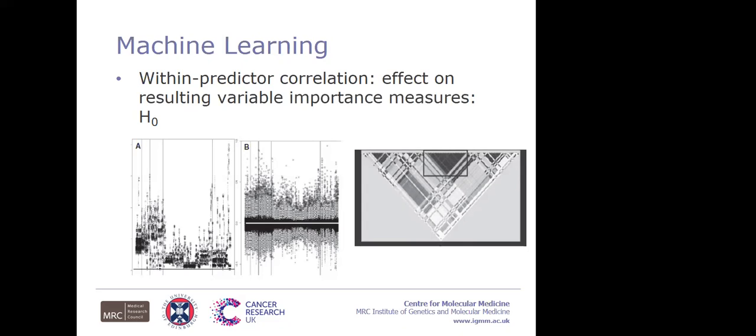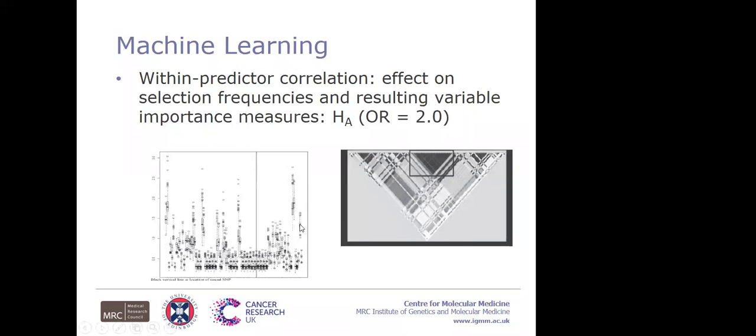So then what happens under the alternative? This is a plot of the Gini index-based variable importance measure. This is a zoom in of the plot that you saw before. Again, these are box plots of the Gini index-based variable importance measure for each SNP across 500 replicates. And this is a zoom in of the area around this LD block. And so this line represents the SNP that was simulated to be associated with the outcome with an odds ratio of 2.